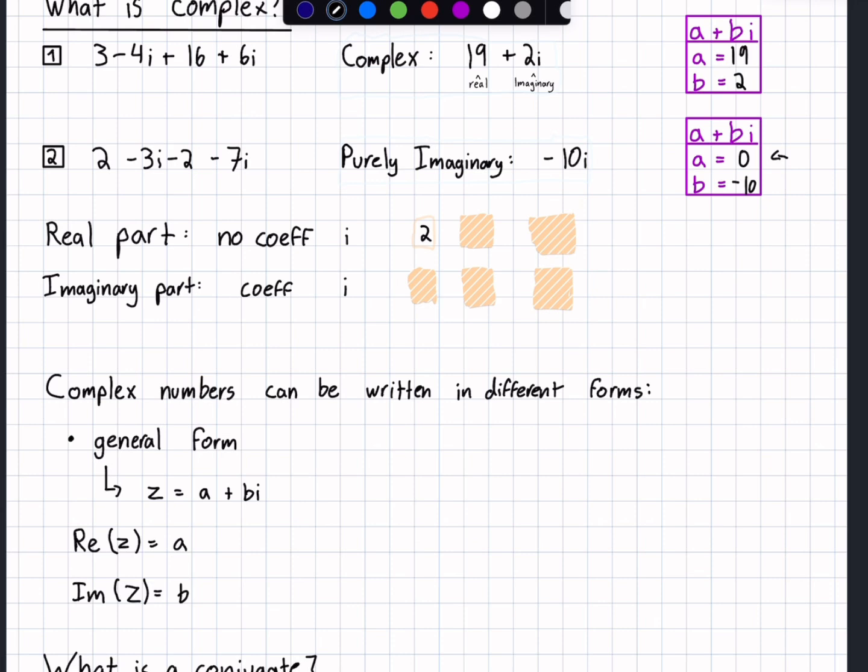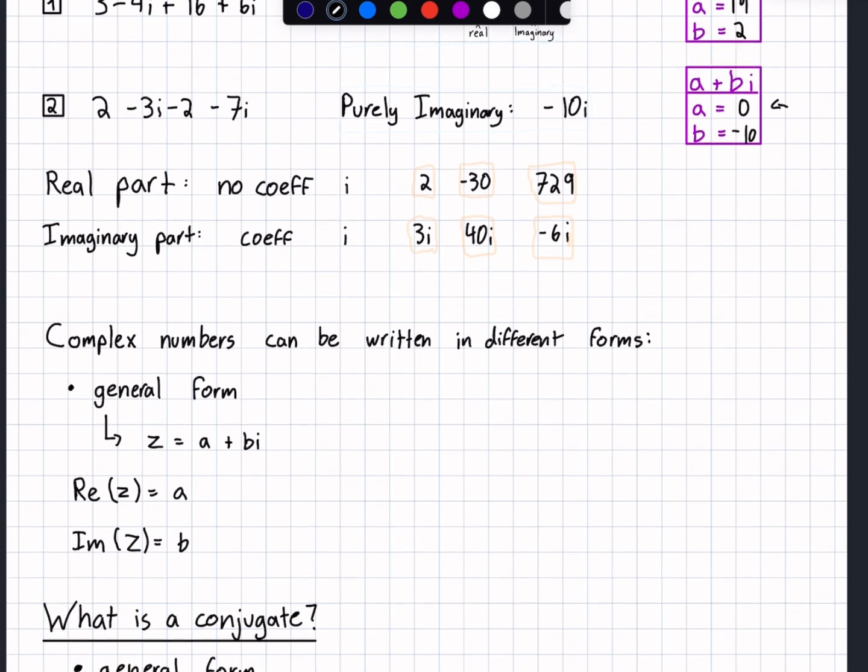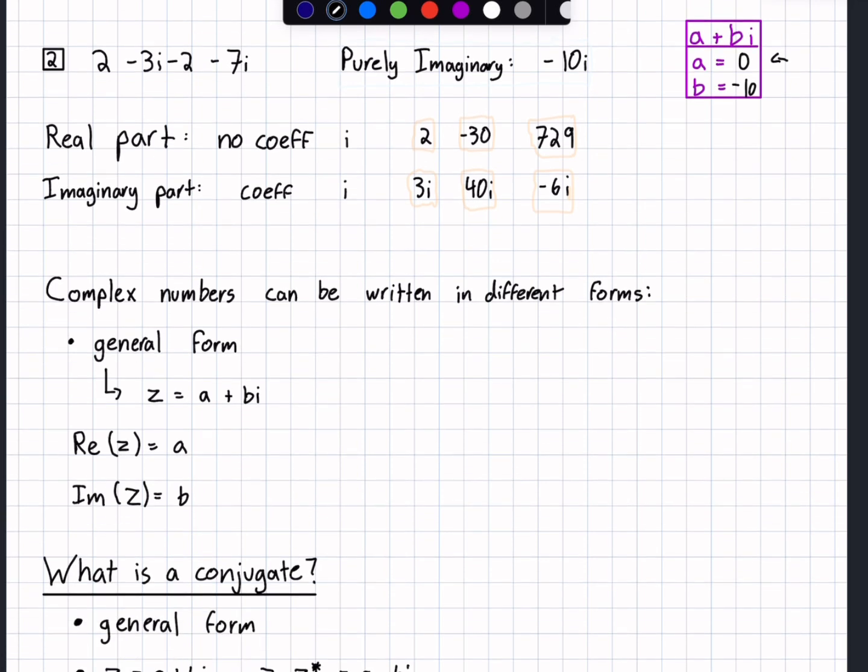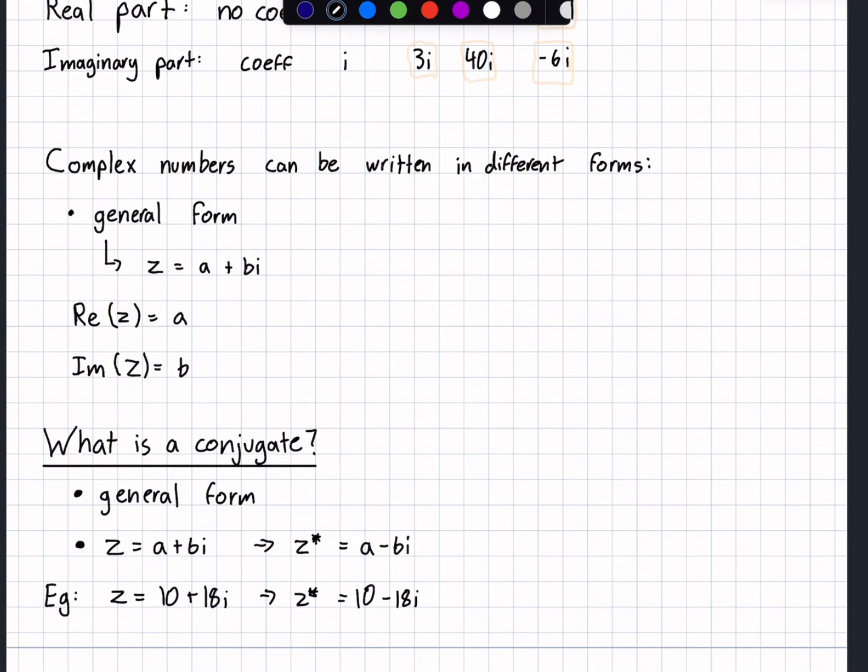So now we can see all of these numbers are purely real numbers since they don't have a coefficient i, and all these are imaginary because they do have a coefficient i. Now, complex numbers can be written in many different forms, and we're going to start off with the most basic form, which is referred to as the general form.